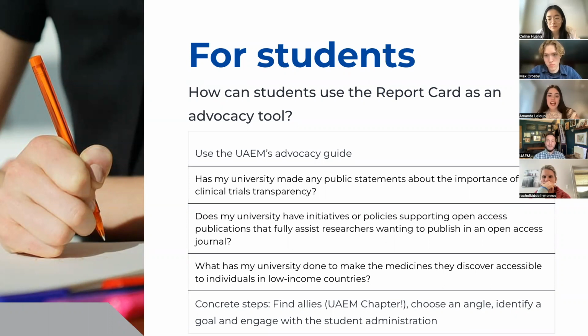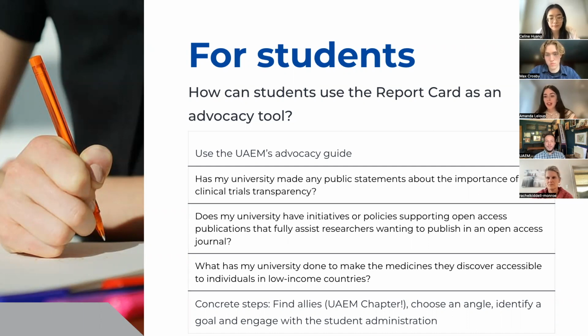First question is, has my university made any public statements about the importance of clinical trials transparency? Second one is, does my university have initiatives or policies supporting open access publications? And last, what has my university done to make the medicines they discover accessible to individuals in low-income countries? And depending on how you answer these questions, these answers can be found in the data that we have collected.